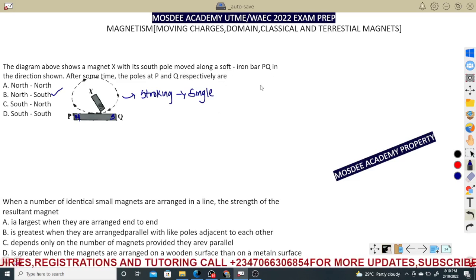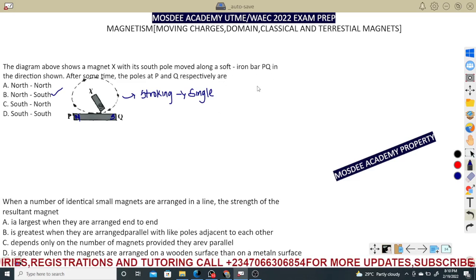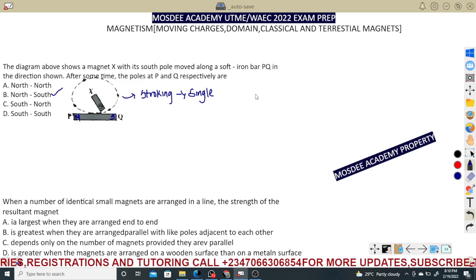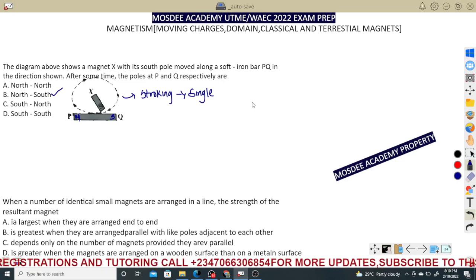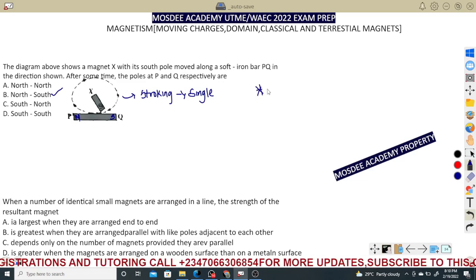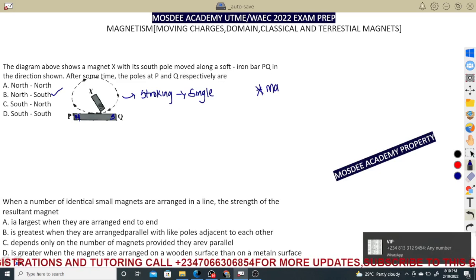The major definition of the domain theory of magnetism is that magnetic materials are arranged in several parallel lines. Always keep it in mind. They are always arranged in such a way that they are parallel to each other and adjacent to each other, such that each of them does not have the same polarity. They are always kept parallel to each other. That is the domain definition.